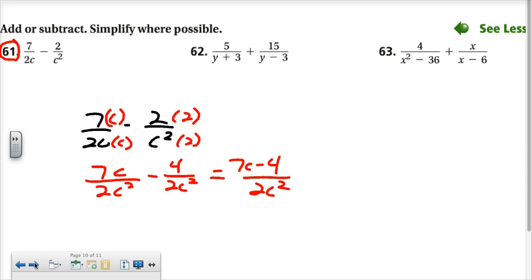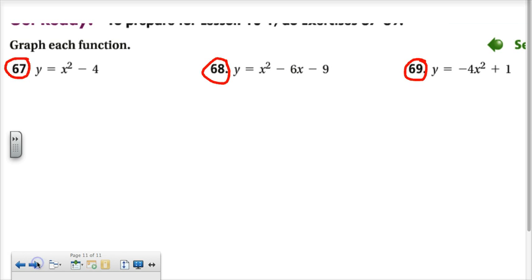The bad news is that's all we can do. That's it. 7c minus 4 has subtraction in it. We cannot factor anything out of that so that we can cancel. It's done as it is, so we're getting that common denominator. And that's basically what that activity was all about anyway.